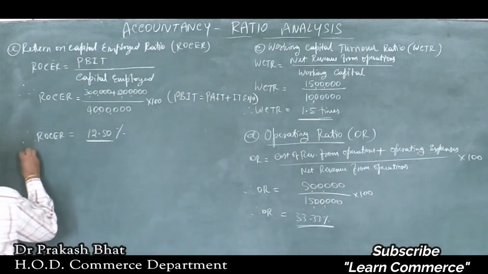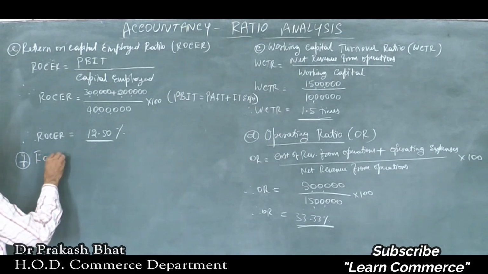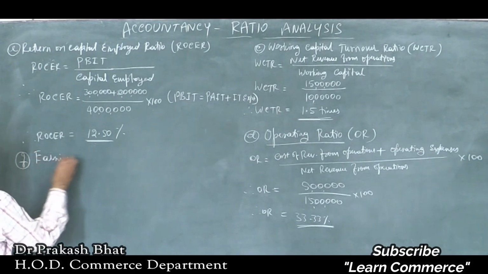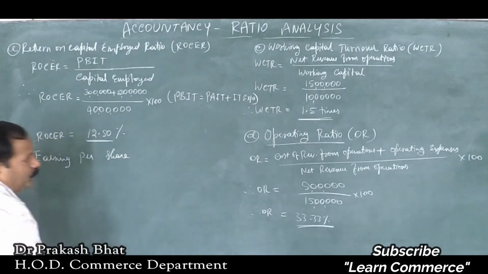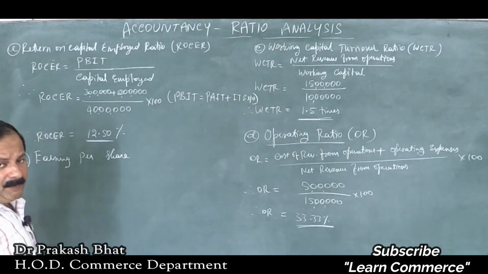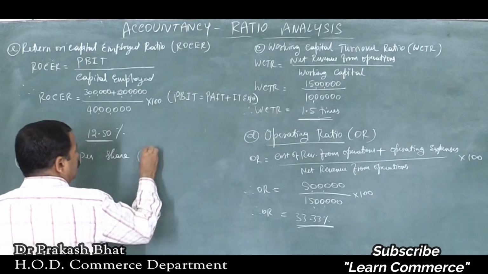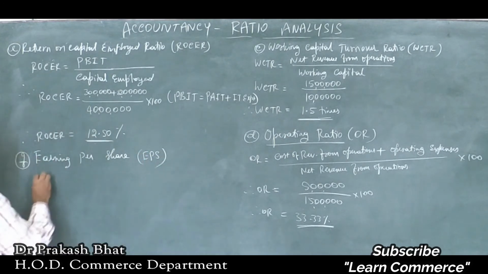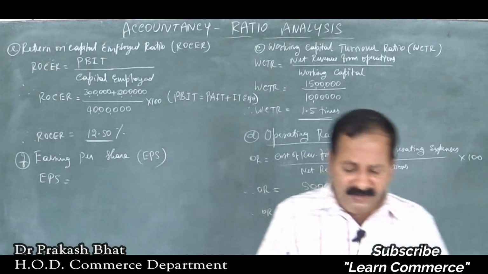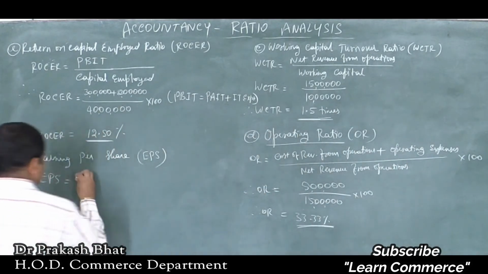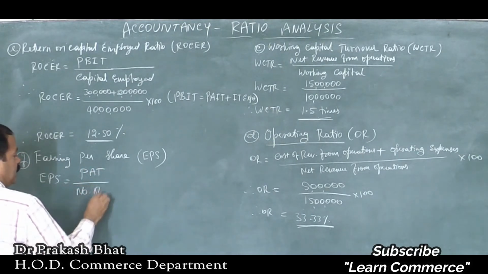Last one, earning per share ratio. Earning per share. Very simple, friends. Profit after tax, that is PAT, divided by number of equity shares is nothing but earning per share, or EPS. EPS is equal to, write the formula, profit after tax divided by number of equity shares.